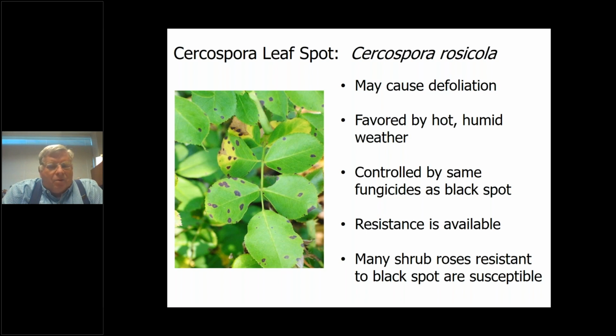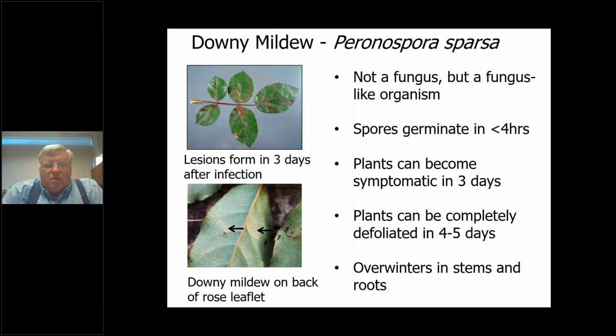So often I get people telling me that their roses that are supposed to be resistant to black spot have black spot all over them. And I say, send me a sample. And when they do, it's the Cercospora leaf spot, not black spot. Downy mildew is another foliar disease. It's not a true fungus. It's actually more closely related to brown algae and diatoms than it is to fungi, but it looks like a fungus, and we treat it in many ways like we would a fungus.